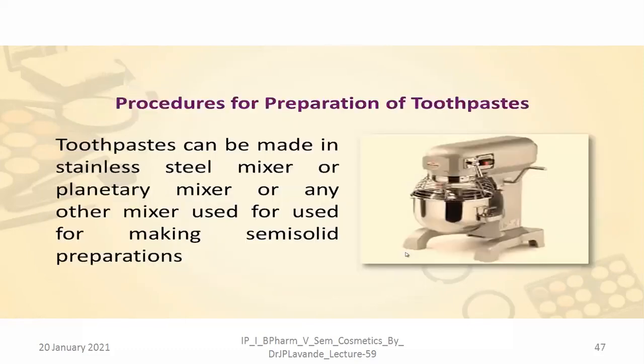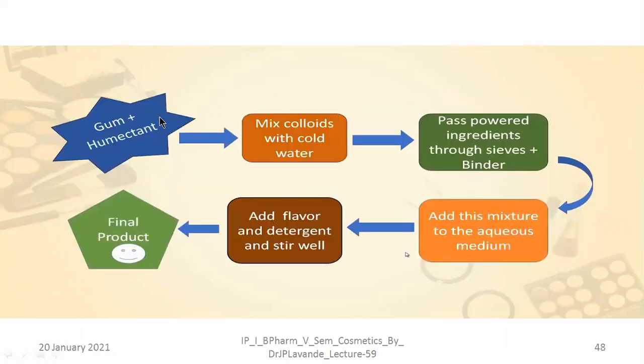The procedure for the preparation of toothpaste: toothpaste can be made in a stainless steel mixer, a planetary mixer, or any other mixer used for making semi-solid preparations. The method flows like this: first the gum and humectant are mixed with each other. Then the colloids are mixed with cold water, and the ingredients are passed through sieves and the binder is added. Then this mixture is added to the aqueous medium, the flavor and detergents are added, and it is stirred well. You then get the final product, which is packed into collapsible tubes.